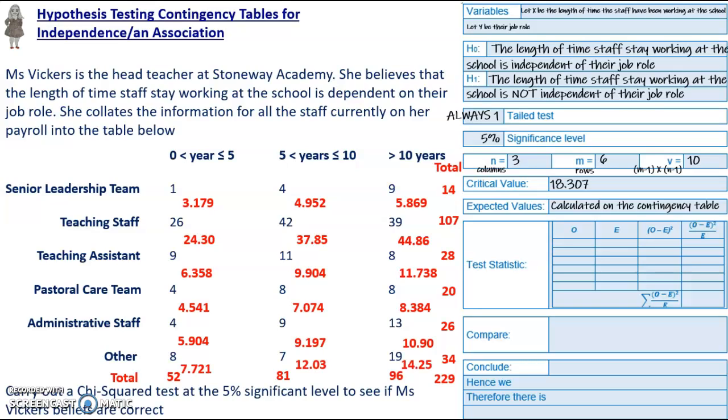So the difference we have for this particular question is when I look at the senior leadership team 0 to 5 years, the pastoral care team 0 to 5 years, and the senior leadership team 5 to 10 years, I have 3 values there that are all less than 5. And we should know that if we have an expected value that is less than 5, that means that I can't use the chi-squared to compare my critical values and test statistic.